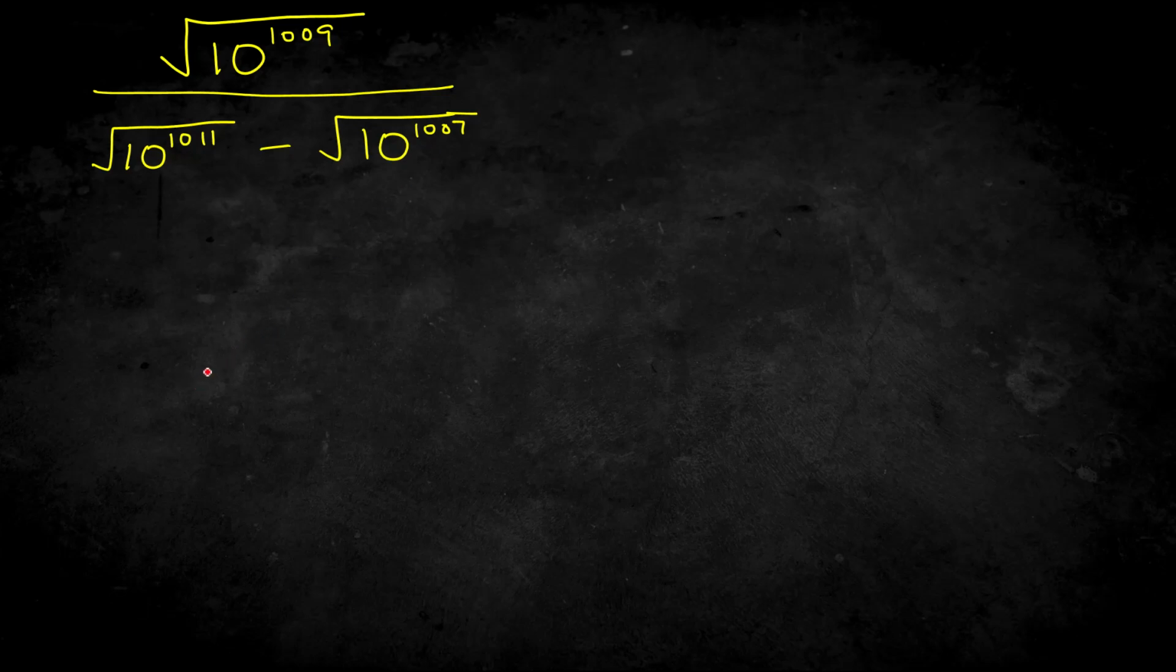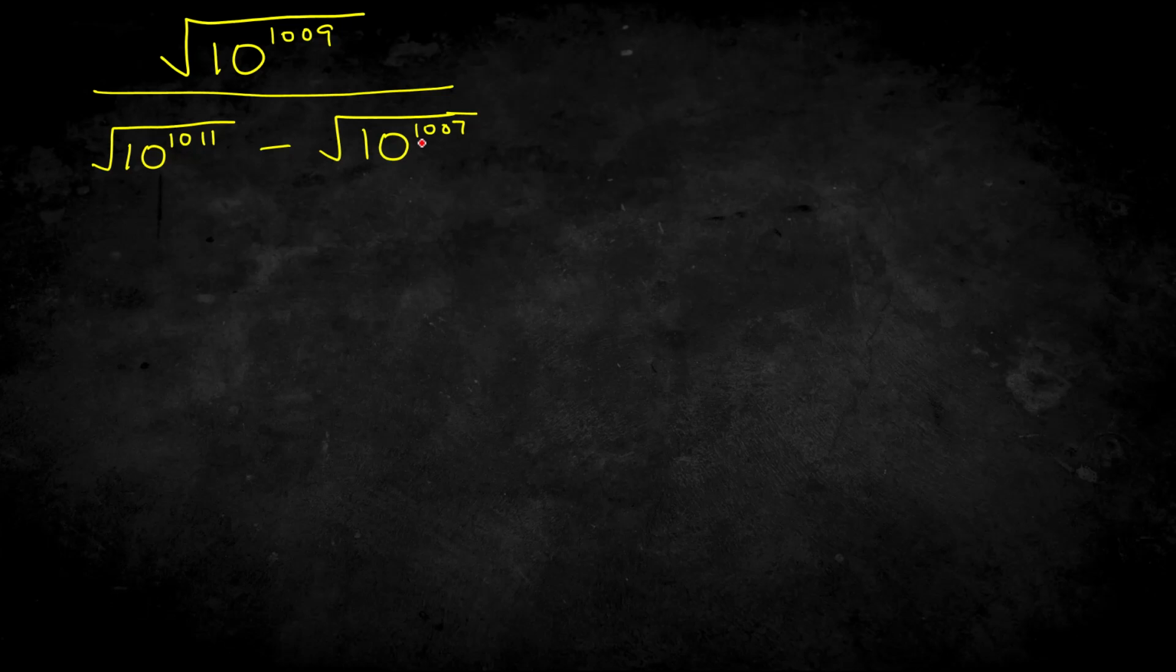All right. Now let's simplify this radical expression. Okay, we are given the numerator as square root of 10 raised to 1009 over square root of 10 raised to 10 over 1 minus square root of 10 raised to 1007. Okay, now let's observe the expression very well. Okay, let's look at the smallest part.